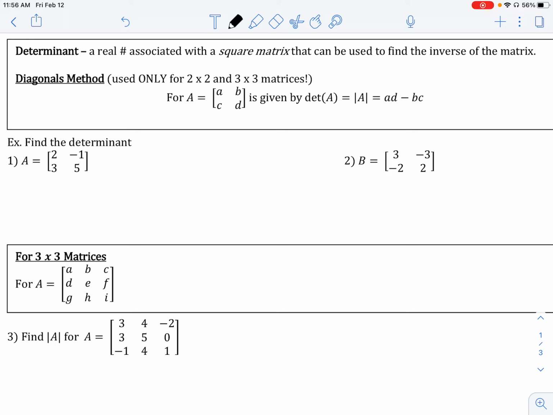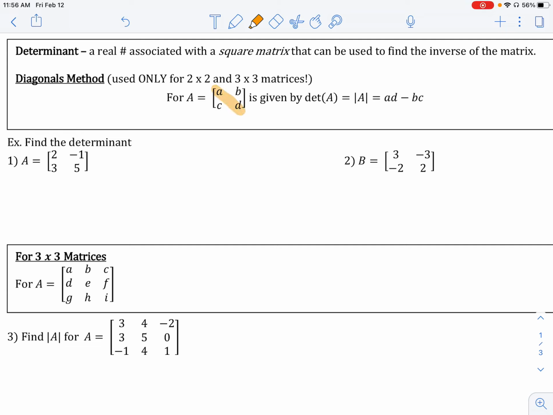So the diagonals method is simply the following. I'm going to be using a lot of colors here in this lesson today. It means that we are going to multiply the diagonals and we are going to subtract their products. So in this case, we would multiply A times D, find that product, and then multiply C times B, or B times C, and then just subtract those two. The notation that we use for the determinant looks a lot like the absolute value, like these bars around the A there.